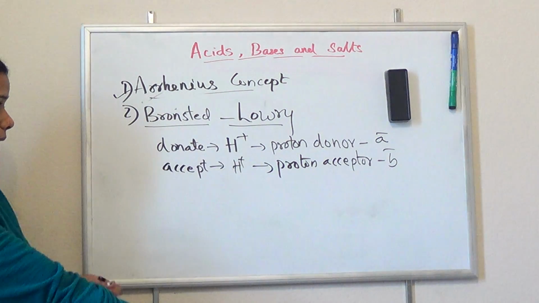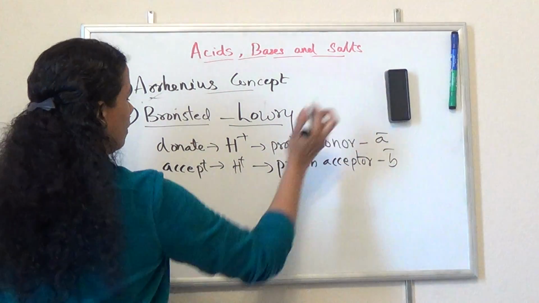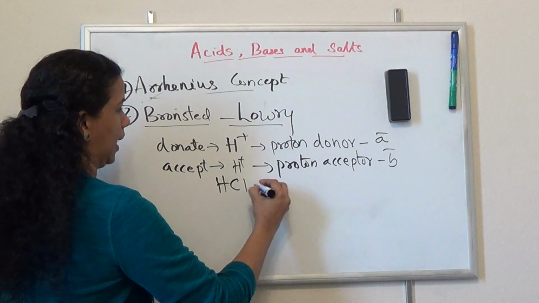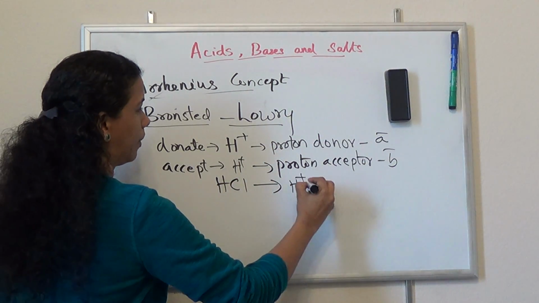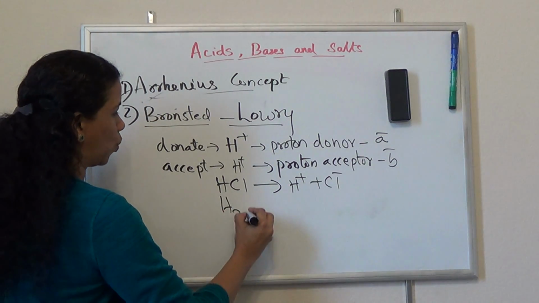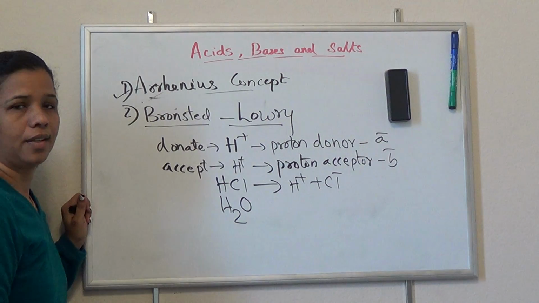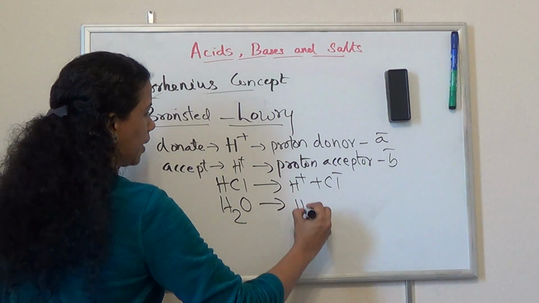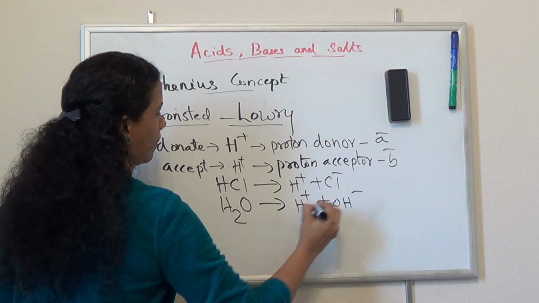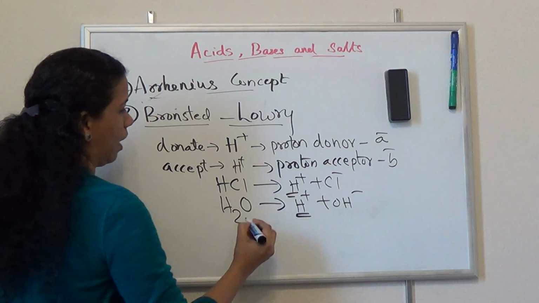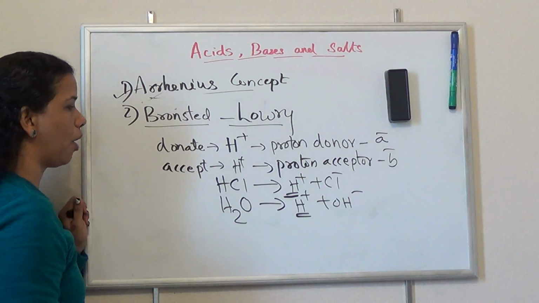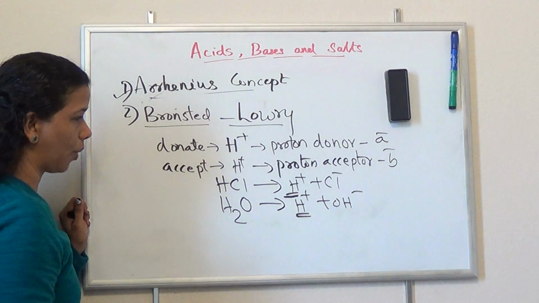We'll consider the examples. The same example we can give, HCl, that can give one H plus ion. Or another example, that is water. Water on dissociation can give H plus ion. So this is also an example for acids according to Bronsted and Lowry.